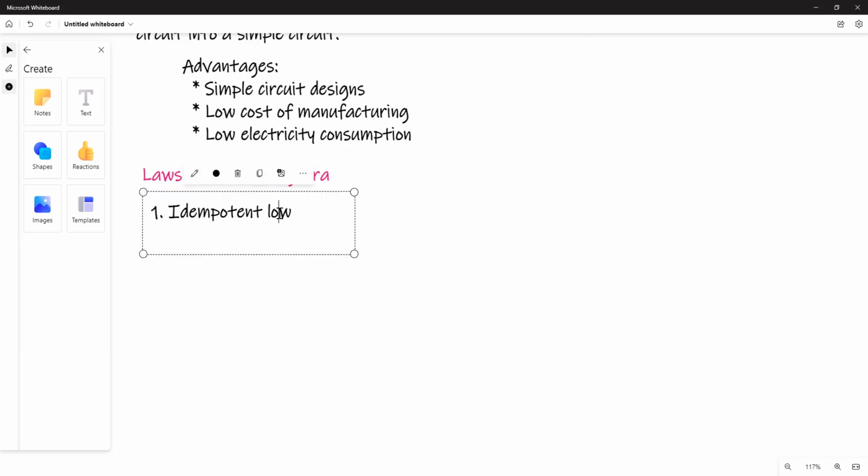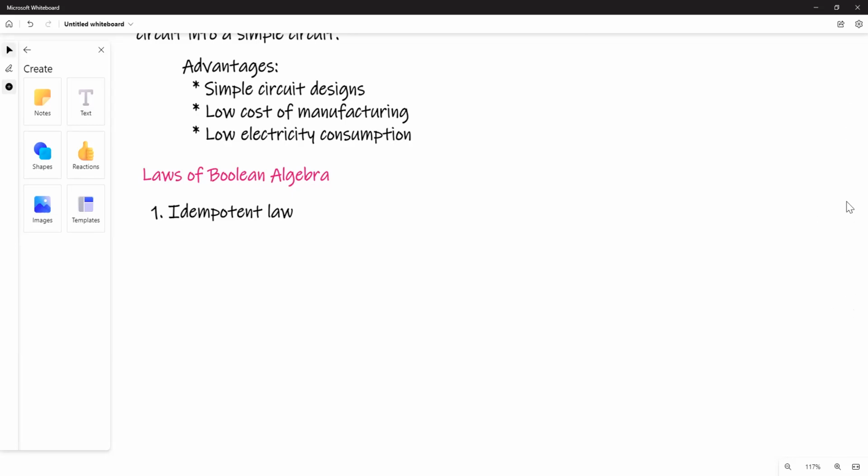Low means LAW. Right. Now, idempotent means we are going to talk about a couple of things, right? That means if you use the same variable for multiplication and addition, you'll get the same answer, right? So that's idempotent. Now let's start the first one.